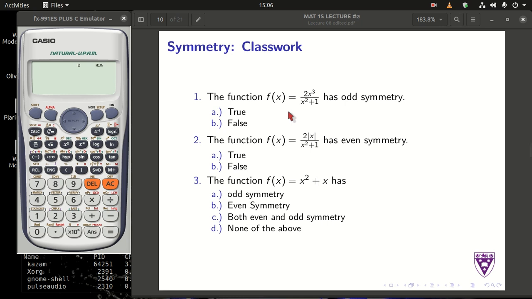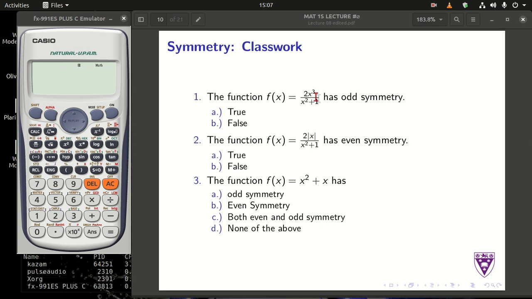Just a quick analysis on this. Usually, some examiners would say, is this function even or is it odd, without saying odd symmetry or even symmetry. So just for you to know, when someone is just saying, is this function even, they are talking about even symmetry. Or when someone is saying, is this function odd, they are also talking about odd symmetry.